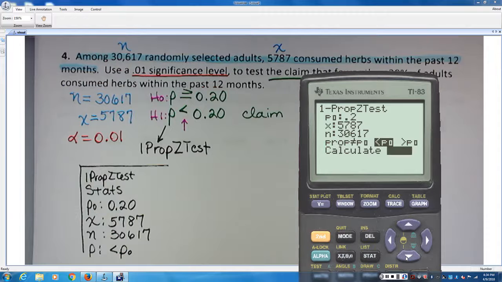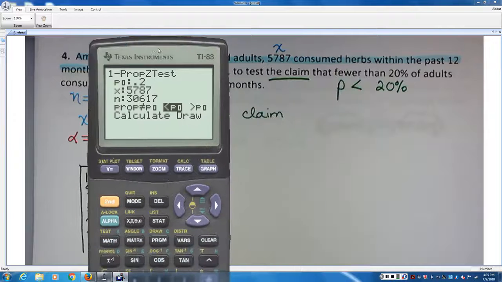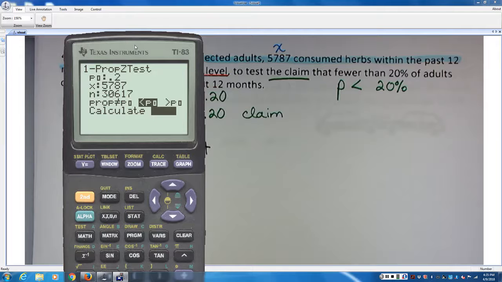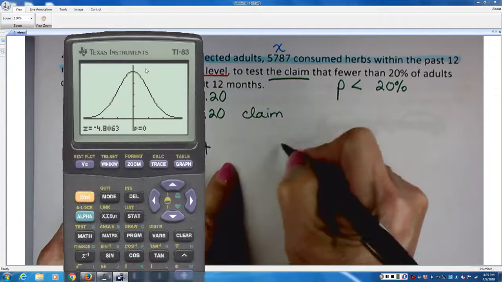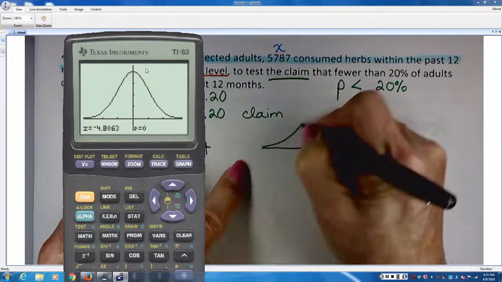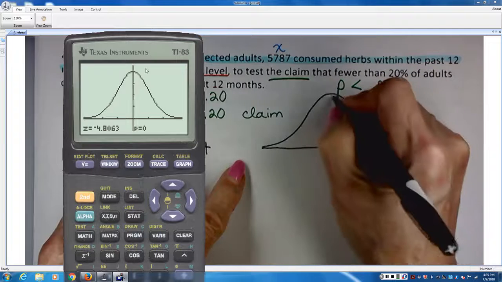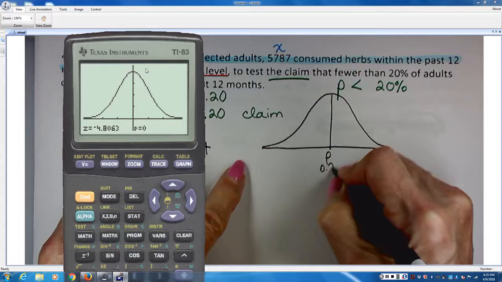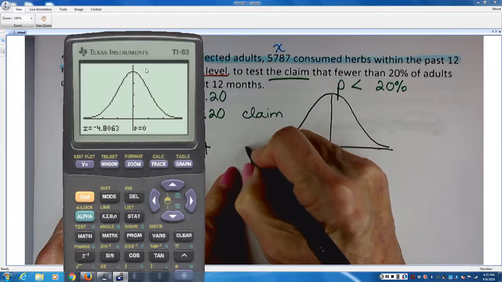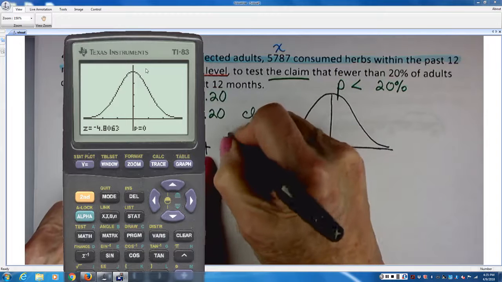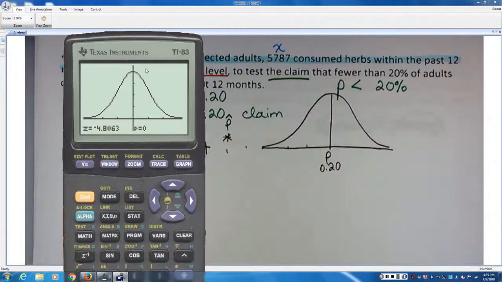And then we're going to draw the curve. So when we draw that curve, this is what we see. And I don't see any shading. Okay, there's no shading here. And the reason there's no shading is because our p hat value is all the way down there.